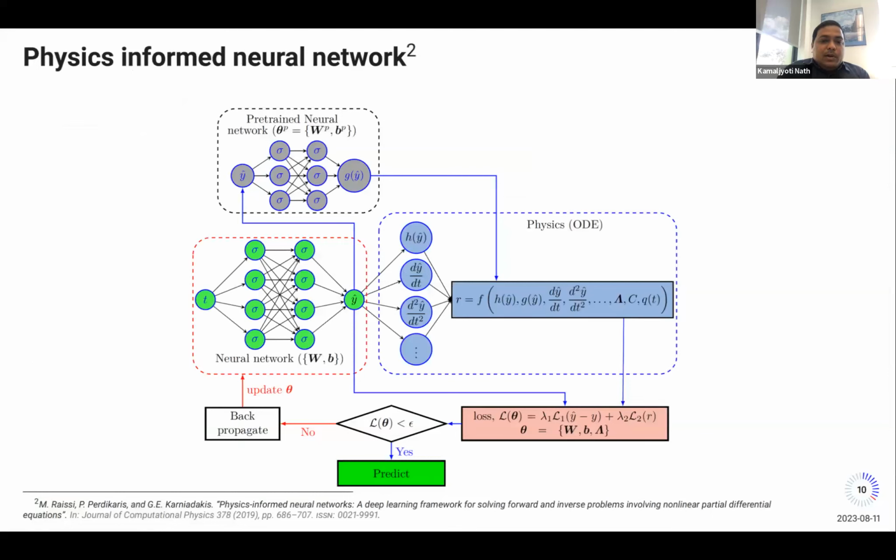Now goes to the PINN part. Now this is a standard PINN from here. This part is a standard PINN where the time is the input. Then these differentiations are taken using automatic differentiation and then updated.